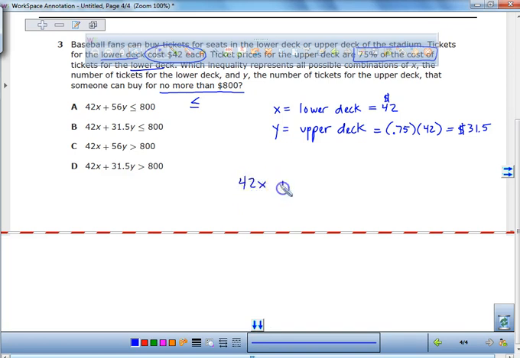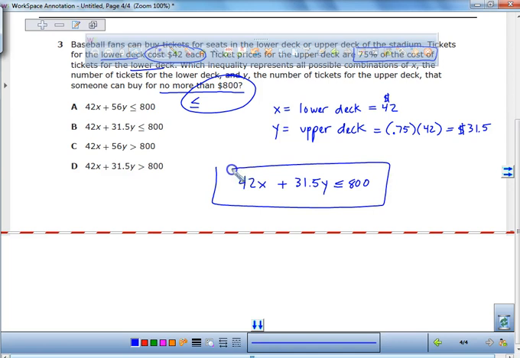So if I wanted to put $42 with the x, you'd say that's $42 per ticket, x, plus $31.50 per ticket, y, because that's upper deck. And what can they be no more than? Less than or equal to? Answer choice B is correct.